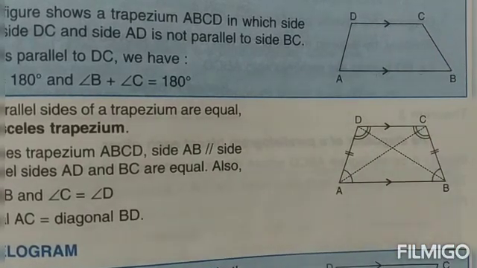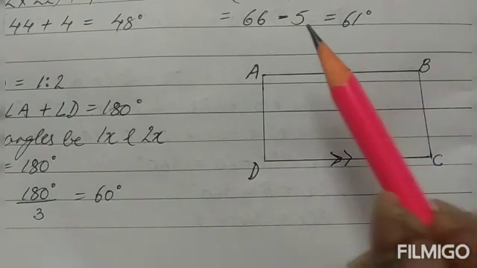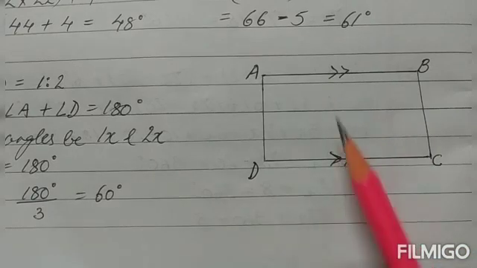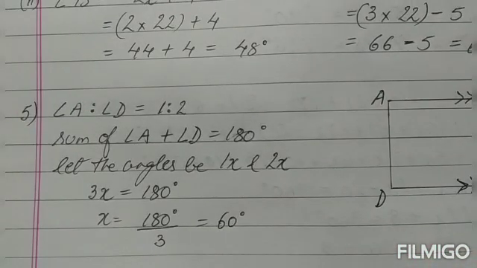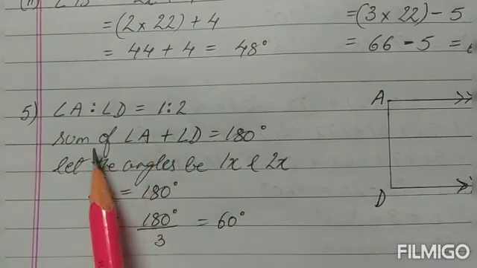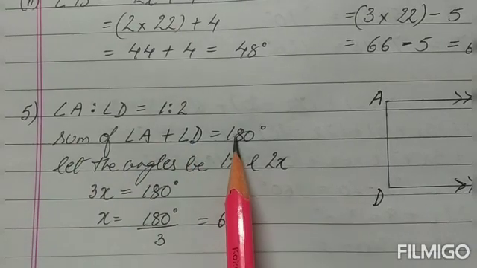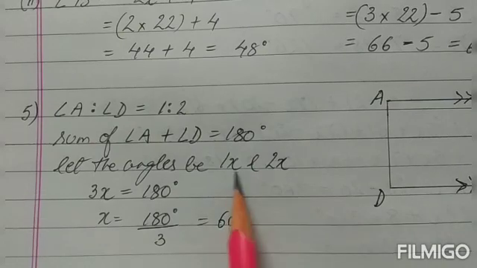Now this is the property that we are using in question number 5. So here I have drawn the figure for you. These two arrows show that these are the parallel sides. Now let's see the calculation part, children. Because angle A and angle D are in the ratio 1:2, so the sum of these two is 180 according to the property, children. You will have to take a variable. Let the angles be 1x and 2x.